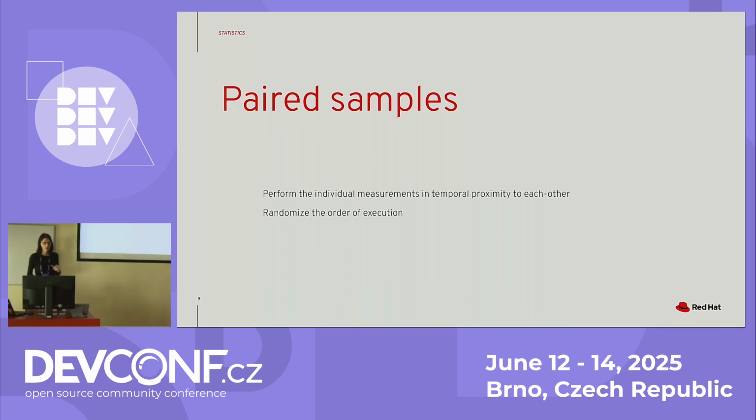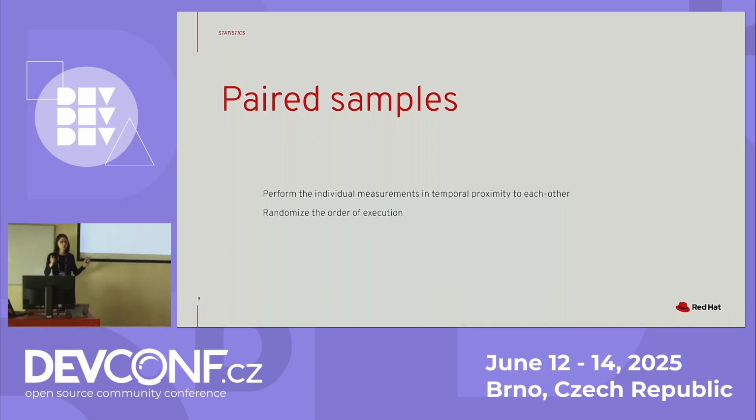So like I said, the solution to that is performing paired samples. So we make sure that we perform the measurements in temporal proximity with each other. So if we are talking about the CPU temperature, executing one operation and then the second operation, they will most likely be operating at the same temperature of the CPU.